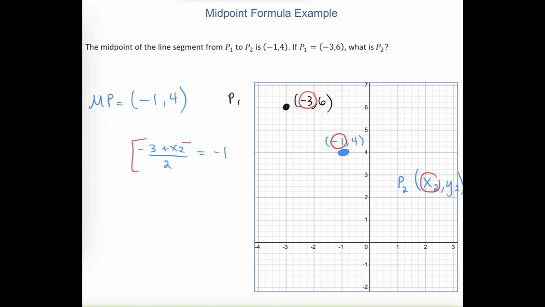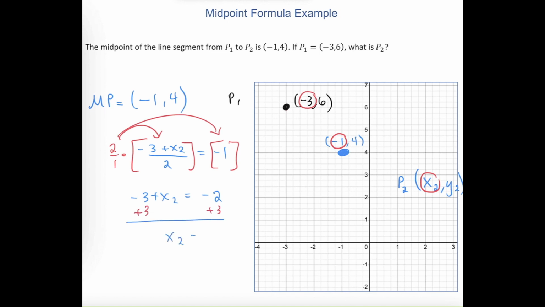Let's get rid of the fractions first by multiplying both sides by 2. Then we end up with negative 3 plus x2 is equal to negative 2, after I distribute this 2 into both sides of the equation. Then we can solve for x2 by adding 3 to both sides, and we can see that the x value of our second point, the other endpoint, has to be positive 1 in order to satisfy that equation.